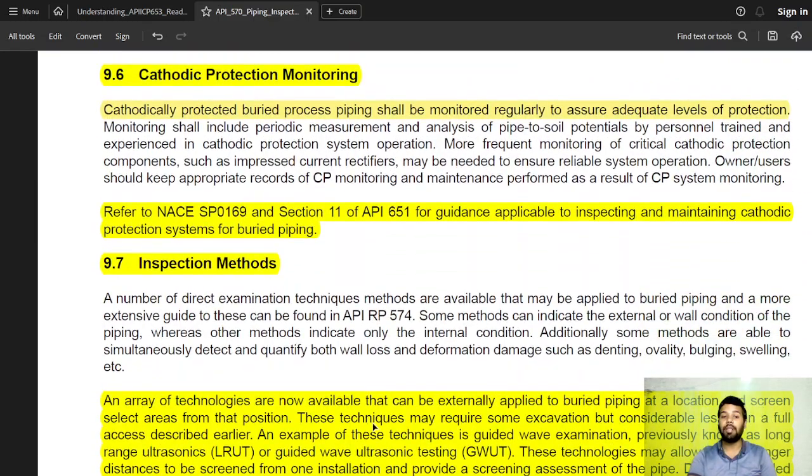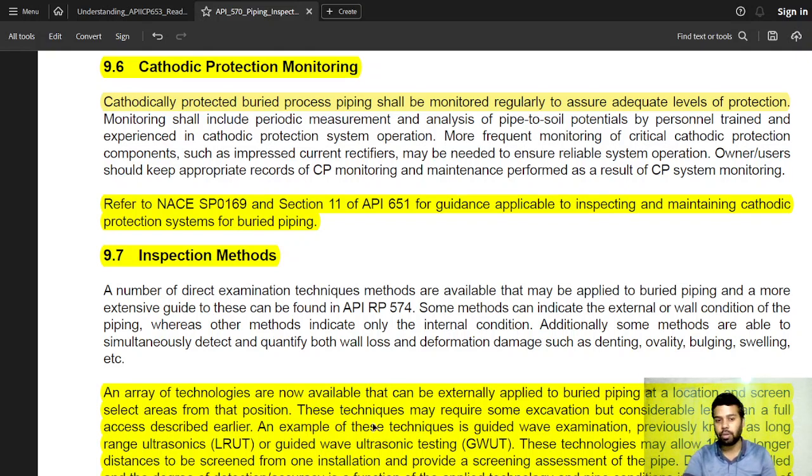Next is cathodic protection monitoring. Cathodically protected buried process piping can be monitored regularly to assure adequate levels of protection. Again, API 651 will give you the recommendation on the cathodic protection system. That is true for piping systems as well as aboveground storage tanks.